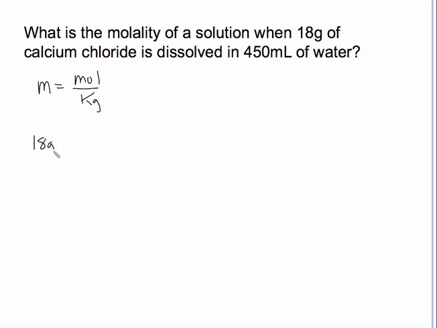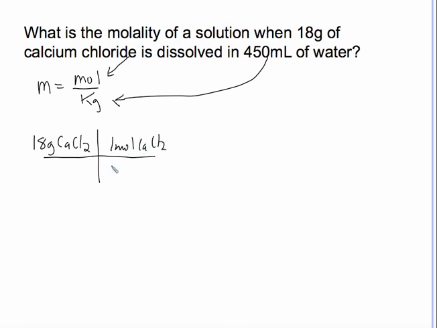Okay, so I have to change 18 grams of calcium chloride into moles to solve this problem. The calcium chloride, you're going to change that to moles because that's your solute. You're going to change the milliliters of water into kilograms. That's going to be your solvent. So 18 grams of calcium chloride, we're going to change that to moles first. 1 mole calcium chloride, if you add it all up, equals 111 grams of calcium chloride. And if you do the math, that's going to equal about 0.16 moles of calcium chloride.